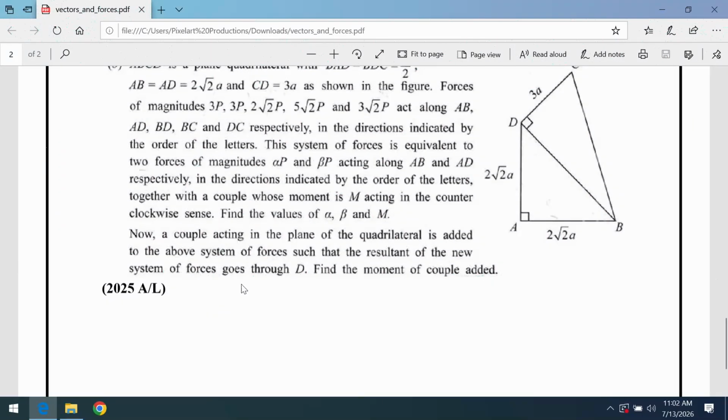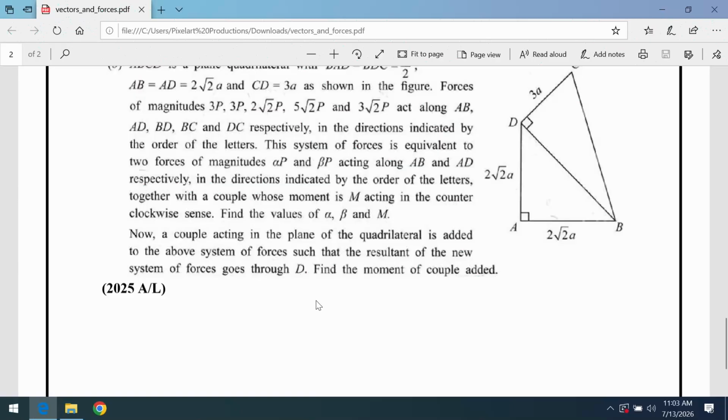Now, a couple acting in the plane of a quadrilateral is added to the above system of forces such that the resultant of the new system of forces goes through D. Find the moment of the couple added.